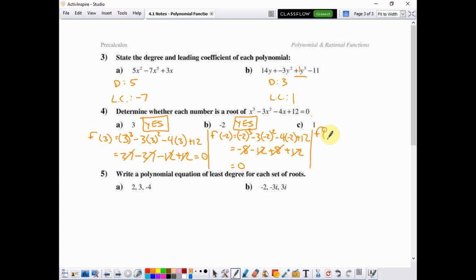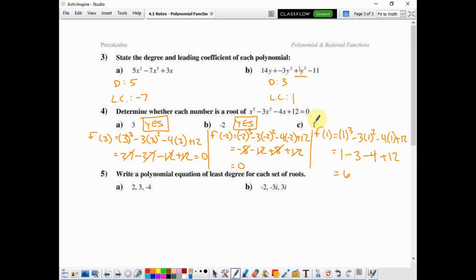Then we try f of 1. 1 cubed minus 3 times 1 squared minus 4 times 1 plus 12. 1 cubed is 1. 1 squared is 1 times -3 is -3. -4 times 1 is -4. And plus 12. Okay, these don't all cancel each other out. So 1 minus 3 is -2. Minus 4 is -6, plus 12 is +6.